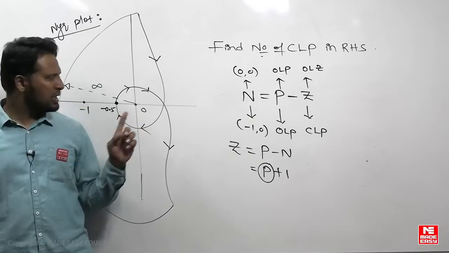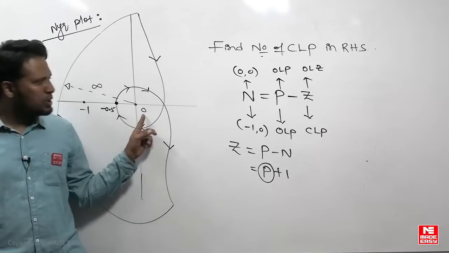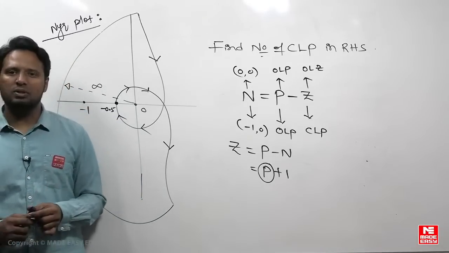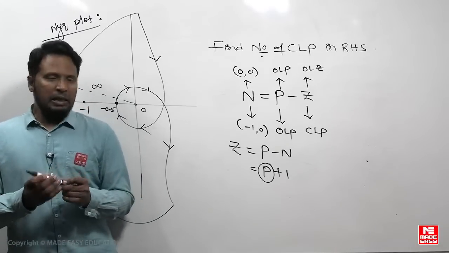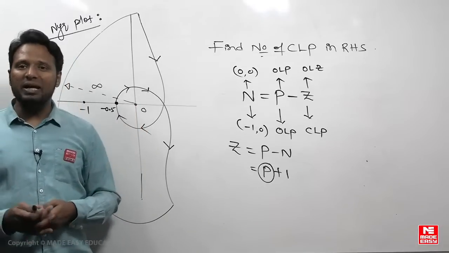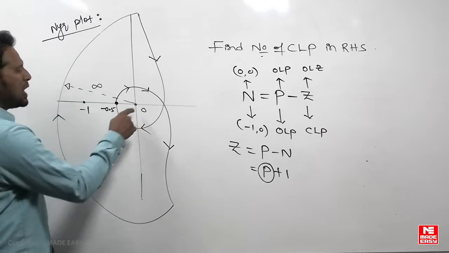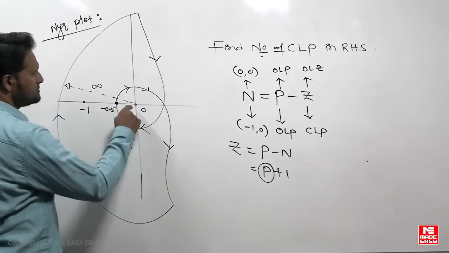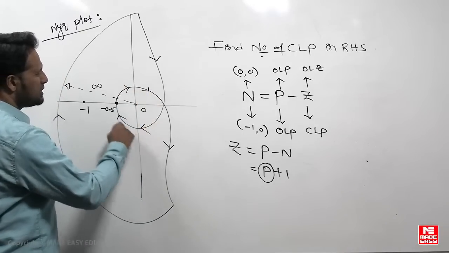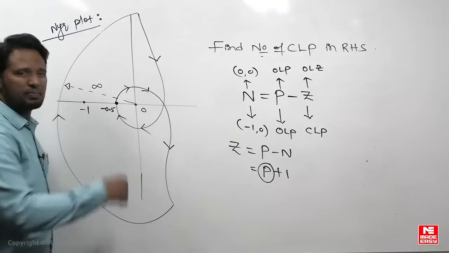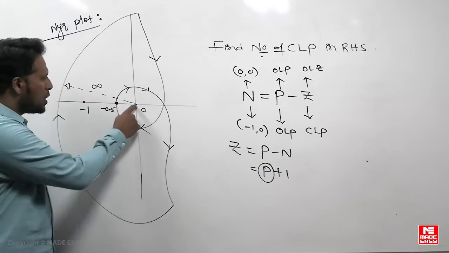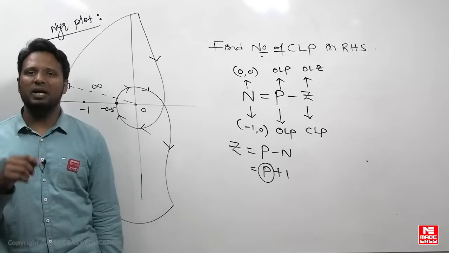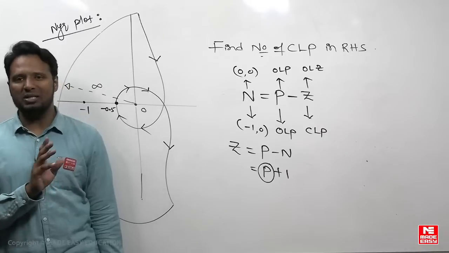So please pay attention. If I consider origin as the reference to find N, then P and Z will be number of poles and zeros. Pay attention. Origin is encircled how many times and in which direction? Origin is encircled 2 times in clockwise direction. Check. Origin once in clockwise, and once again in clockwise. Origin has been encircled twice in clockwise direction. N is minus 2 with respect to origin.